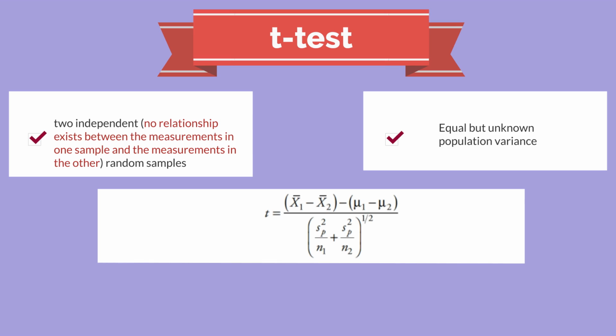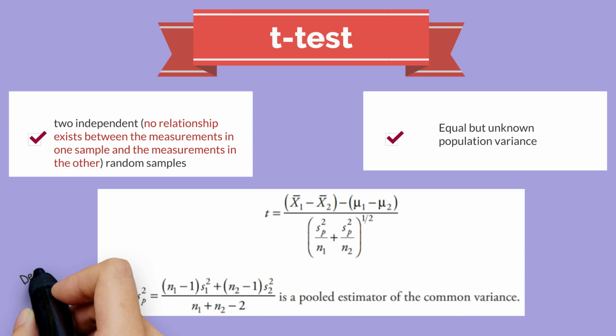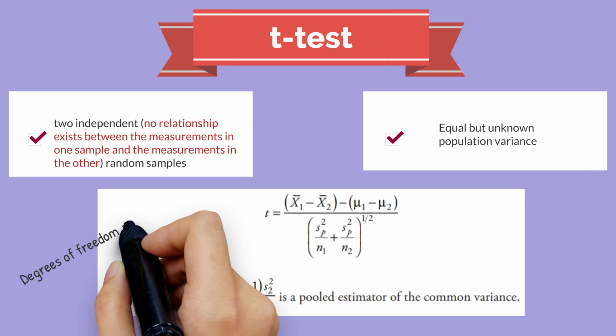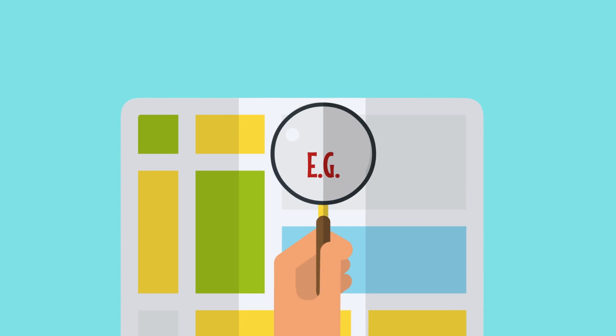the difference in the sample means minus the difference in the population means, divided by this pooled estimator of the common variance, where the pooled variance takes the following form. The number of degrees of freedom for this t-test is n1 plus n2 minus 2, where n1 and n2 are the sample sizes for sample 1 and sample 2. The best way to learn this concept is to look at an example.